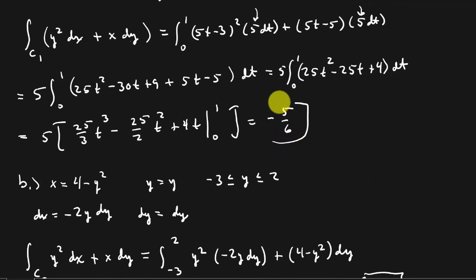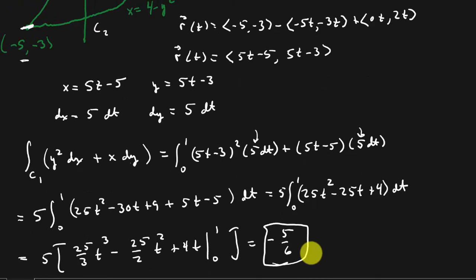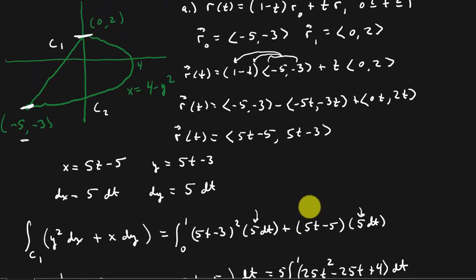This is what we got for curve C1. Now, one thing I want to say is notice that even though both of these curves have the same endpoint, we didn't get the same answer, okay? So it's dependent on the path that you take to get from one point to another, okay? And then also direction matters. Notice when we integrated from negative 5, negative 3 to 0, 2.